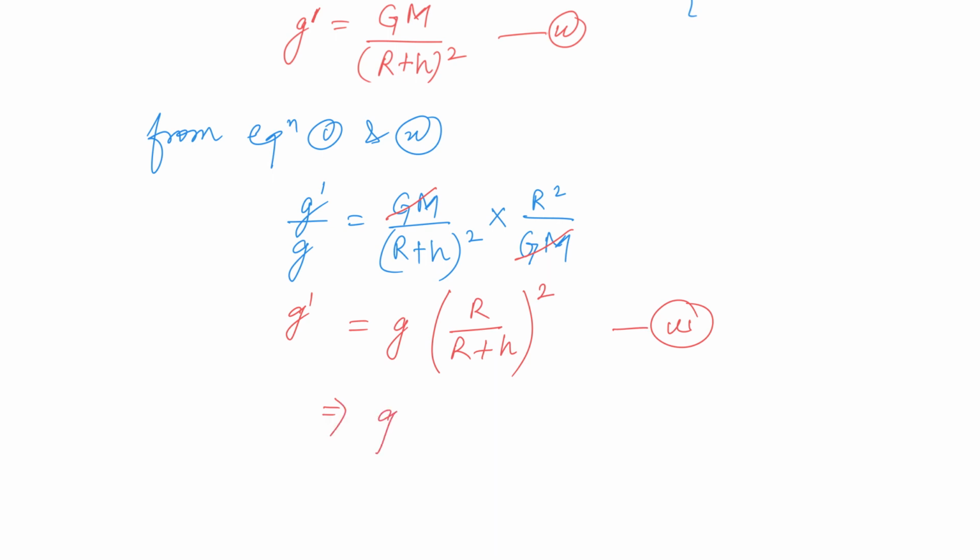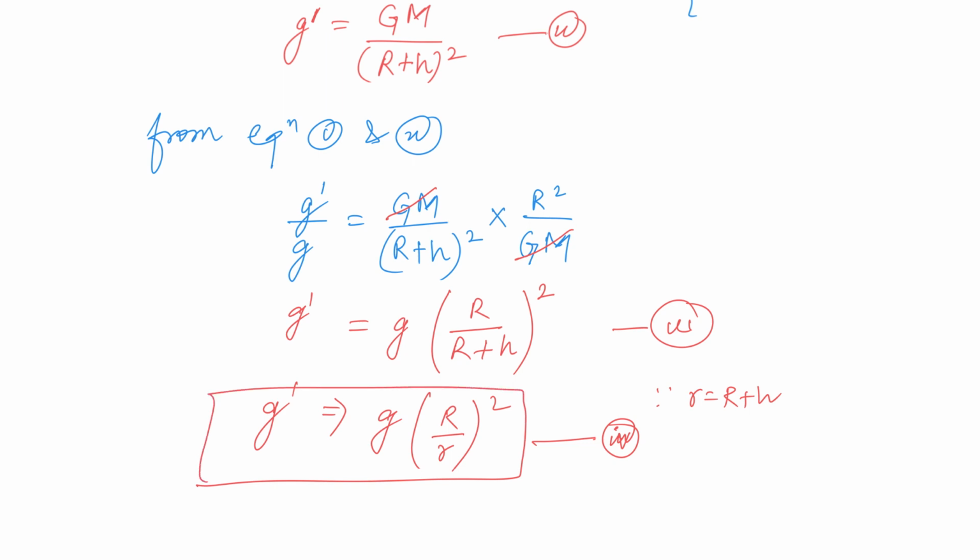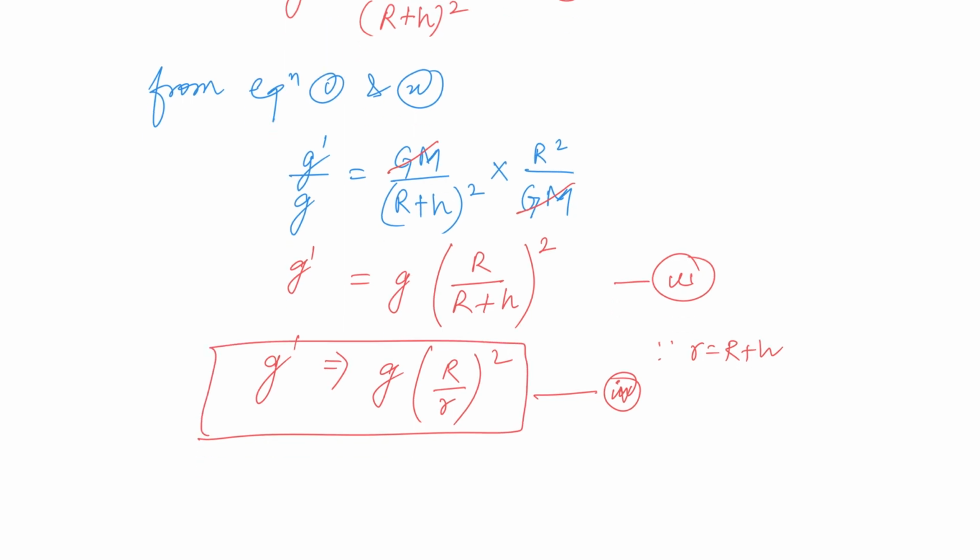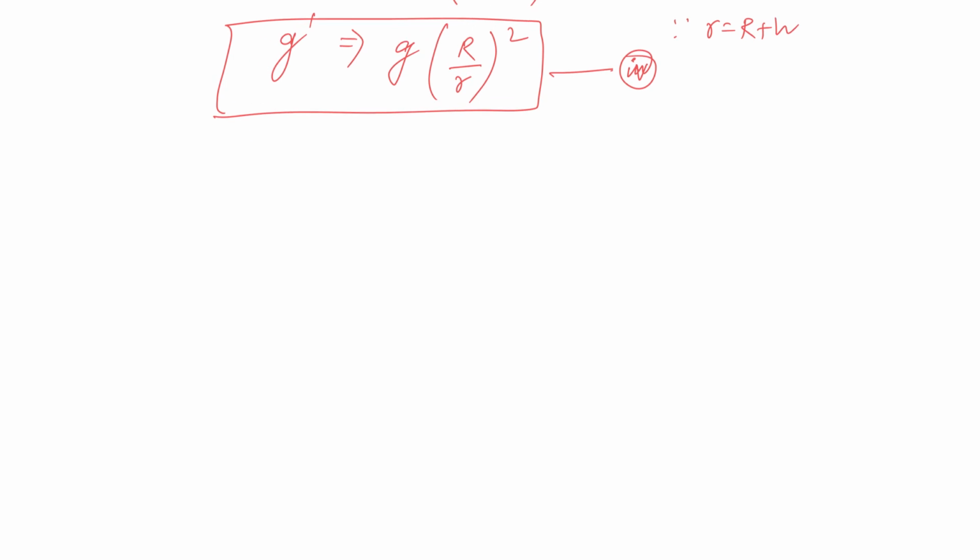Now, it can be written as g, since small r equals R plus h, so this can be written as g R upon small r square. This is question 4. Now the main thing is, what should we conclude from this? So important points, if we will write.